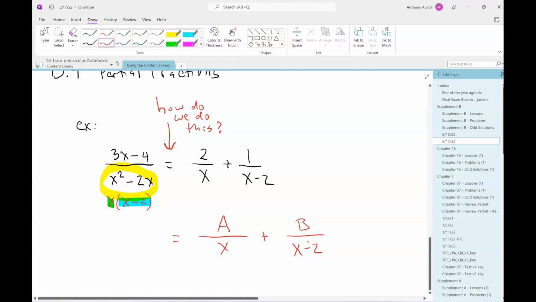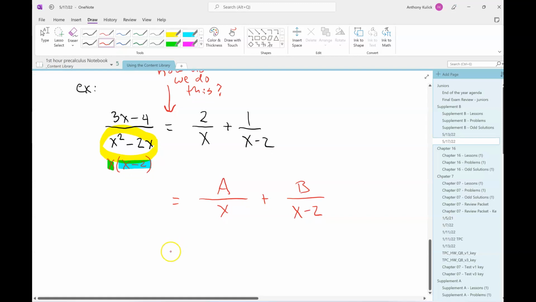And if there's just one copy of each factor, like there was in this case where I had just x to the first times x minus 2 to the first, then there's just one of the fractions and everything is pretty simple. Cool?